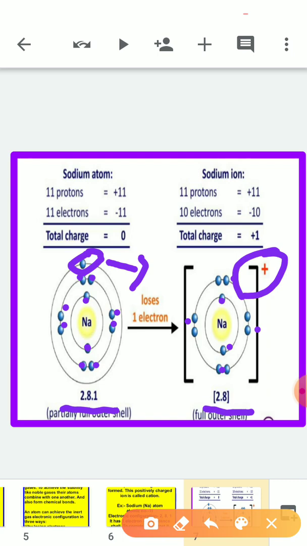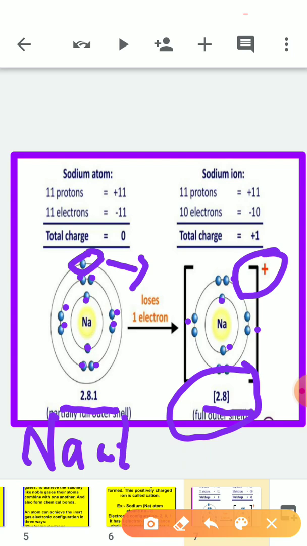Now in the first case, when the atom had all the electrons in all the three shells like 2, 8, 1, it was an atom, and as it loses one electron and acquires this positive charge, now it converts into an ion. So this is our sodium atom and this one is the sodium ion. So you can compare these two.